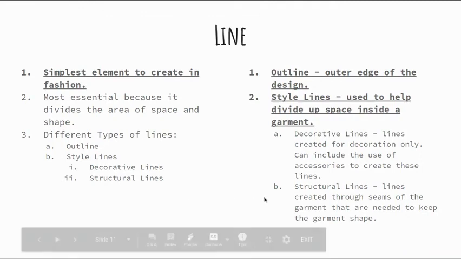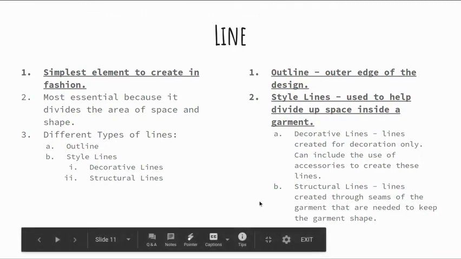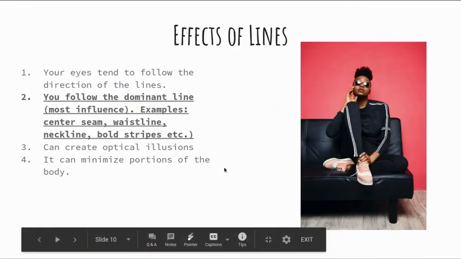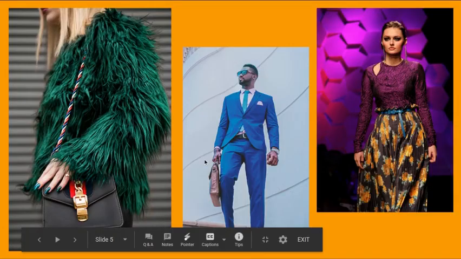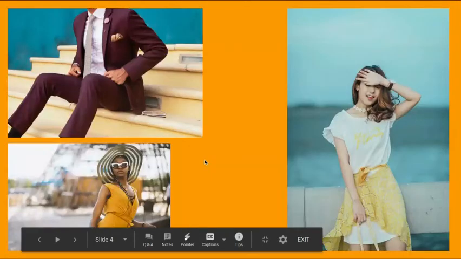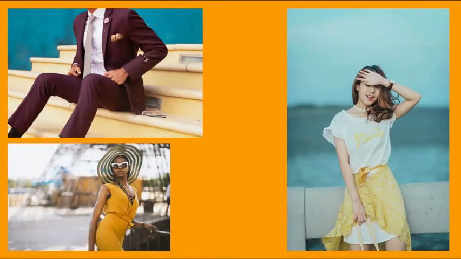Your structural lines are lines created through seams of the garment that are needed to keep it together. So let me jump up here at one of our other examples, and we will see, right here. You can kind of see it in his arm, the seam that connects the sleeve to the actual jacket itself, that's what we call a structural line. If I were to take that seam out, he would have no sleeve whatsoever. Okay. Same thing with hers. That's the structural line right here on her sleeve.